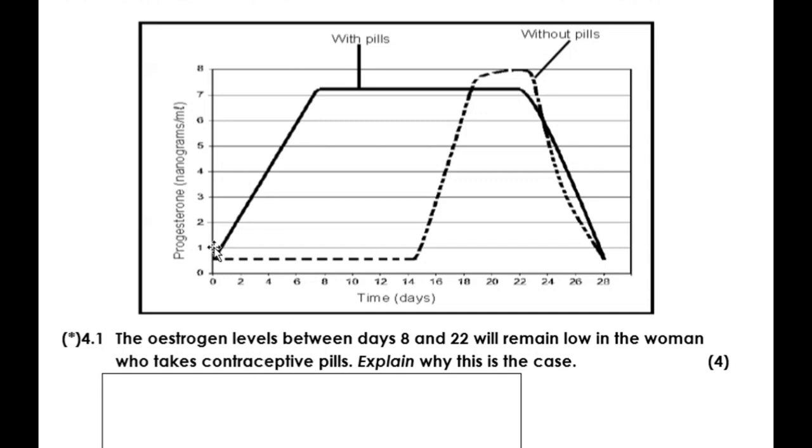Now, if you look at the woman with a pill, you will see that the progesterone increases and then it remains sort of, it doesn't go higher than that. So they're talking about that it remains that way. Now you must explain why the estrogen remains low. You don't see estrogen here, you only see progesterone, okay? They were asking you about estrogen. Now you might think, how will I know what happens to estrogen?